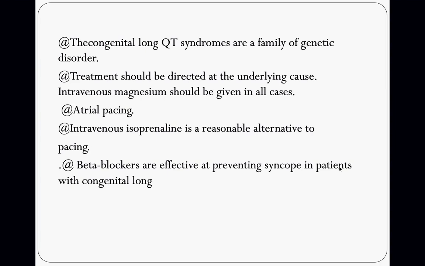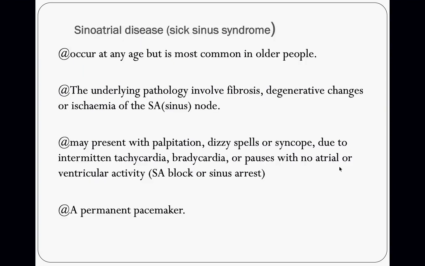Next slide. Congenital long QT syndrome is a family of genetic disorders. The treatment should be directed at the underlying cause. Intravenous magnesium should be given to all cases. Sometimes we use atrial pacing. Intravenous isoprenaline is a reasonable alternative to pacing. Sometimes beta blockers are effective in preventing syncope in patients with congenital long QT syndrome. Next slide.